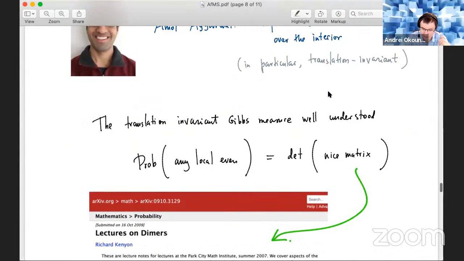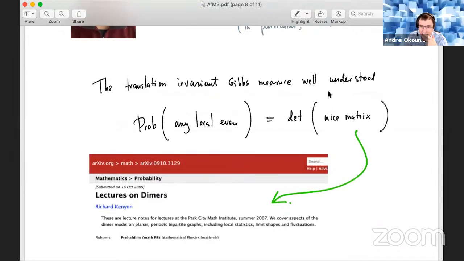And the translation invariant measures are extremely nice, because if you ask for the probability of any event, it's some nice determinants. And I invite you all to read, well, there are many expositions, but the one by Rick Kenyon is, I think, particularly nice. Actually, you should all read it. Whoever is interested in that sort of thing, I invite to read Rick Kenyon's lecture.